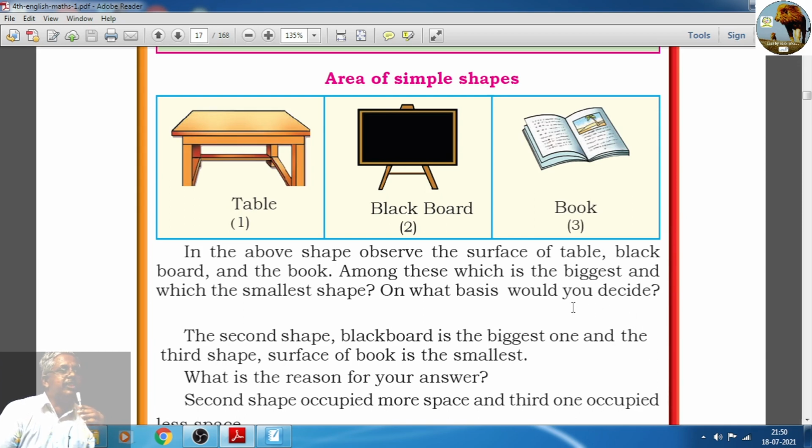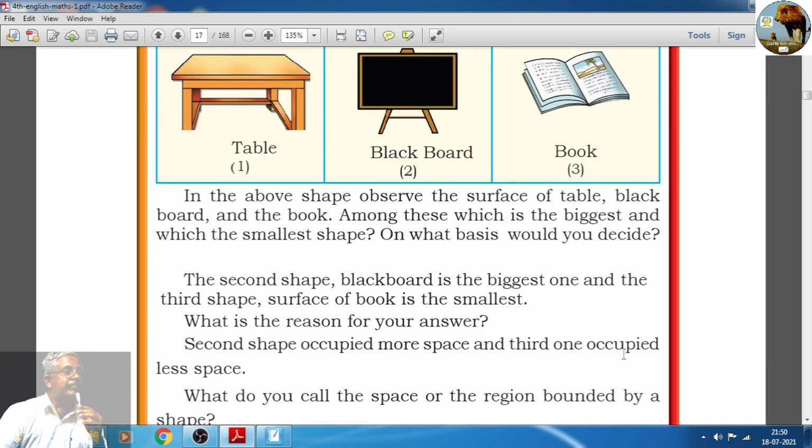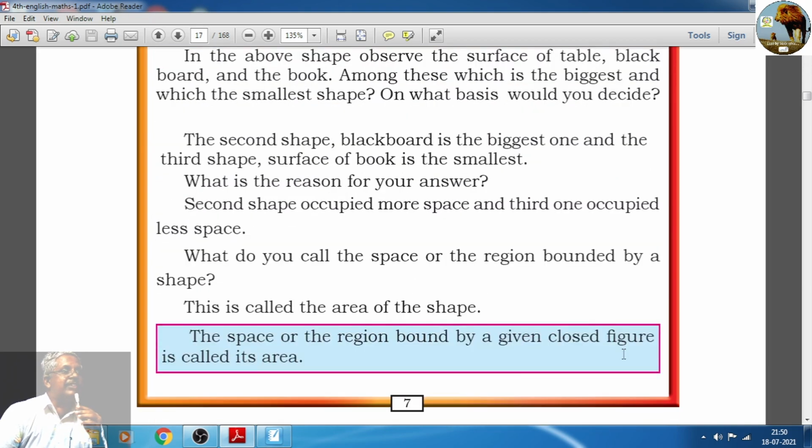In the above shapes observed, the surface of table, blackboard and the book, among this, which is the biggest and which is the smallest shape? On what basis would you decide? The second shape, blackboard, is the biggest one, and the third shape, surface of book, is the smallest. What is the reason for this answer? Second shape occupies more space and third one occupies less space.